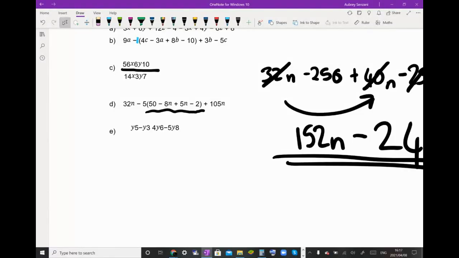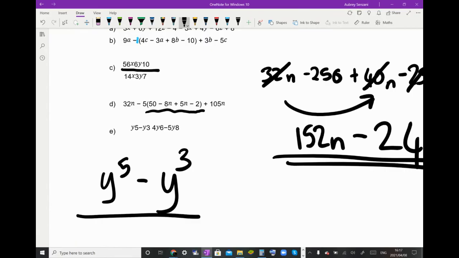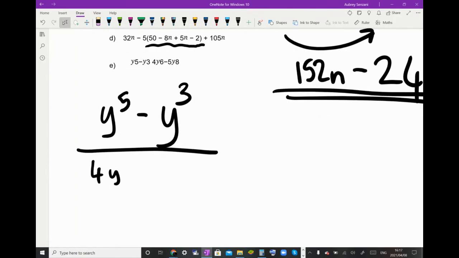So let's see, did they write this one out right? No. So this should be y to the power 5 minus y to the power 3 divided by 4y to the power 6 minus 5y to the power 8.